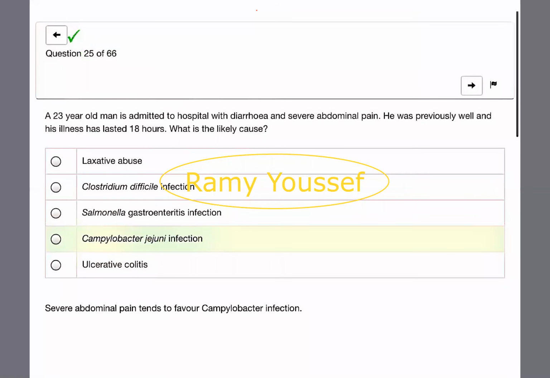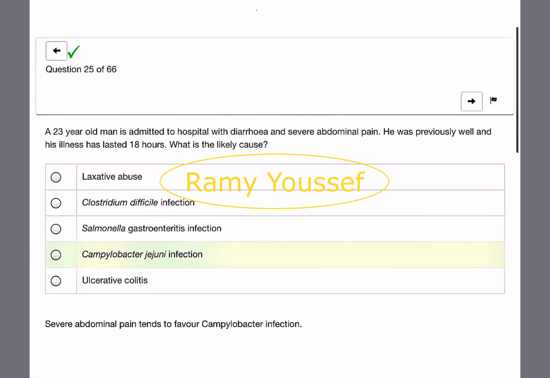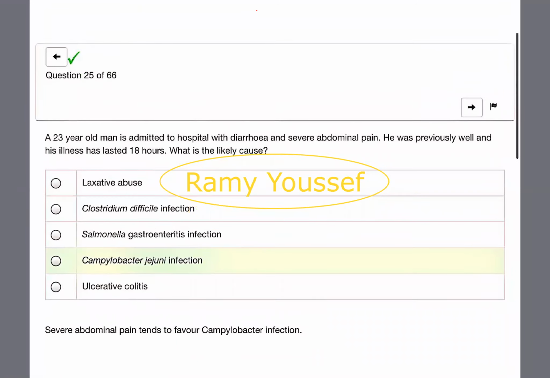Okay, this is not a common question, by the way. These are questions on infection, gastroenteritis and microbiology. For microbiology questions, you just know it as it is. This organism does this, this is the side effect, and this is the medication for this organism. Just know it as it is. So, Campylobacter jejuni is most common with severe abdominal pain and diarrhea. Okay?